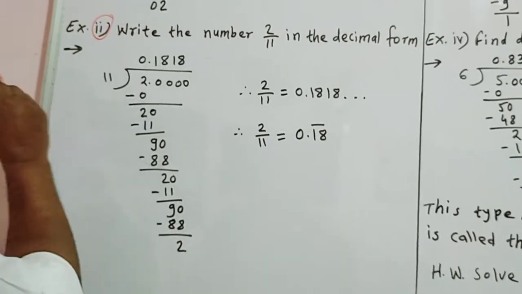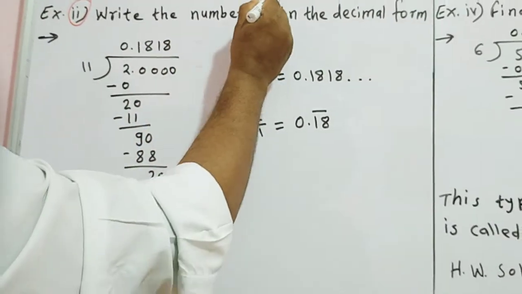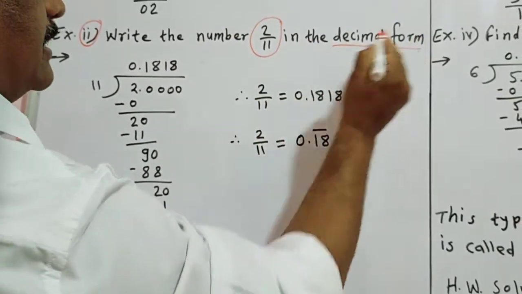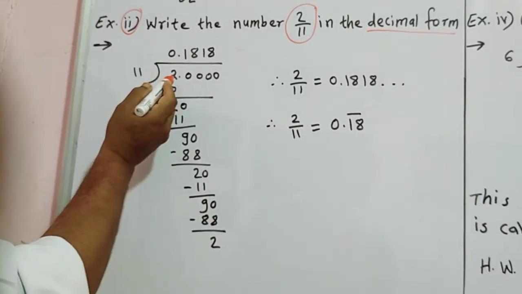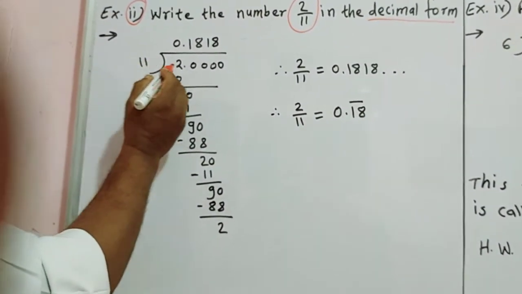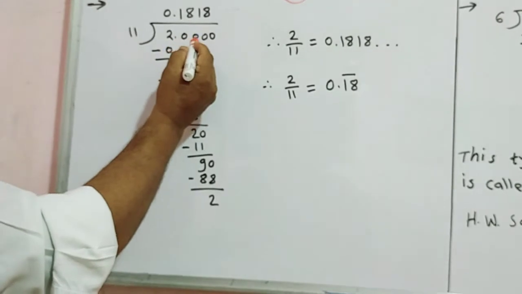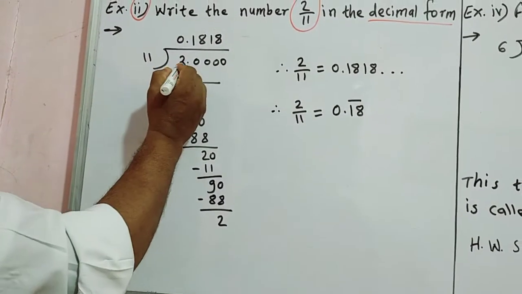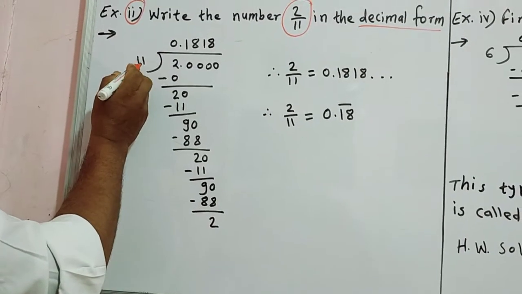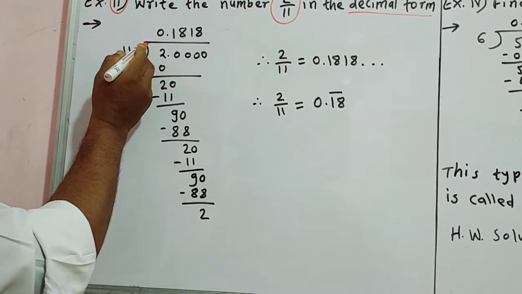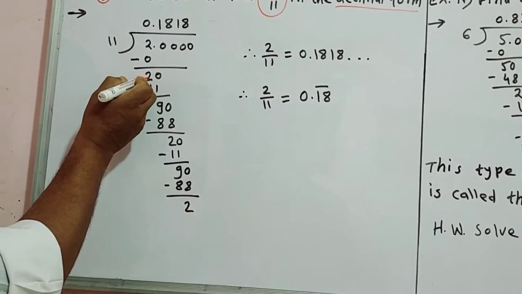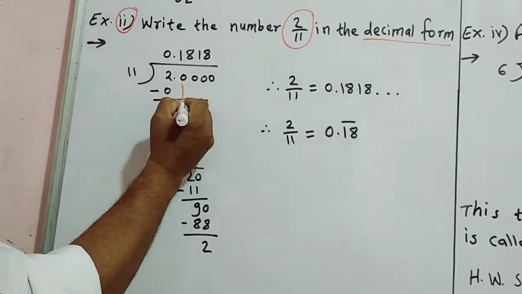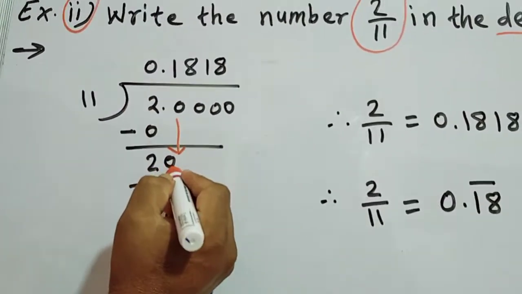Now second example, write the number 2 upon 11 in decimal form. So divide 2 by 11. Now take 2 as 2.000. How many we want? Now 2 is smaller than 11. We cannot divide by 2. So quotient is 0 here. 11 zeros are 0, 2 minus 0 is 2. Take this 0 down. Then it becomes 20.